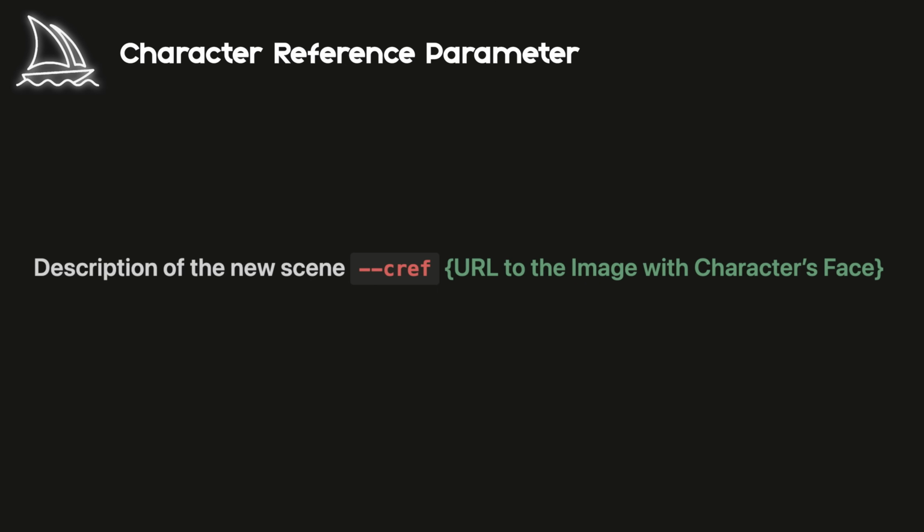Use the parameter --cref followed by the link of the image with the character's face you want to transfer. We are appending the cref parameter to our prompt to describe the new scene and context. The only difference is that we aim to transfer the character's face from image 1 to image 2. There are a few rules we need to keep in mind.